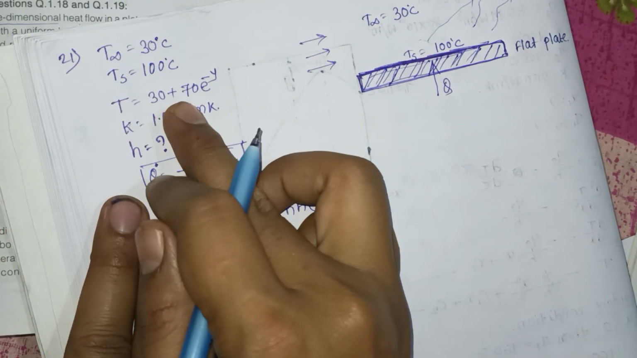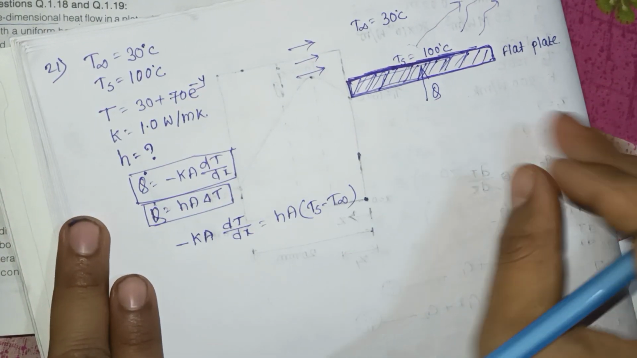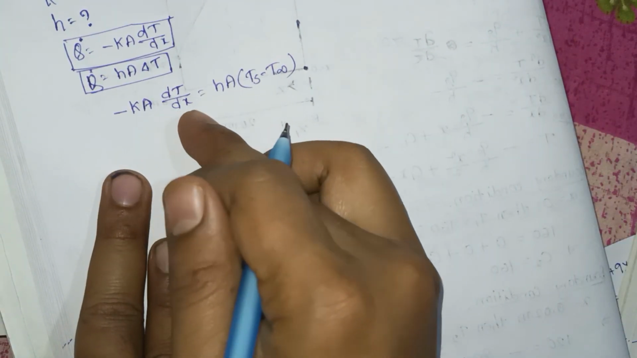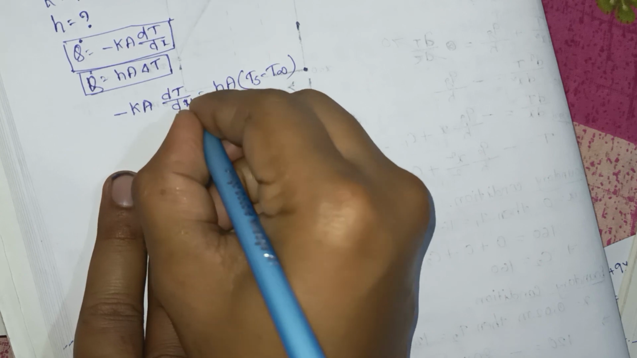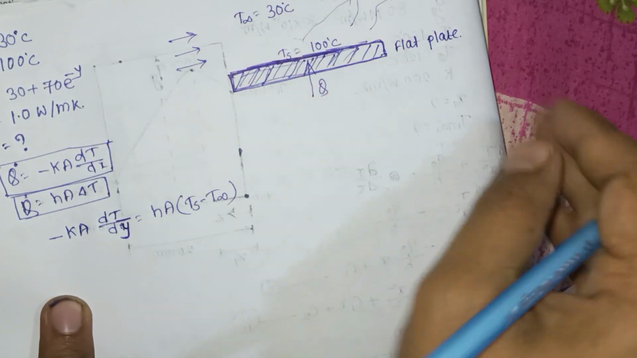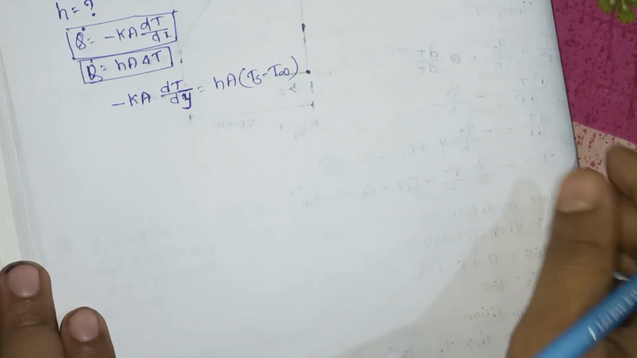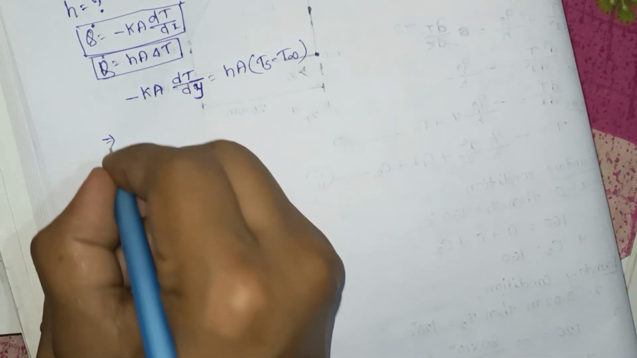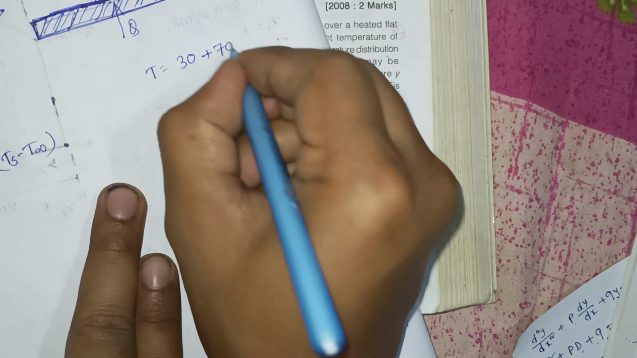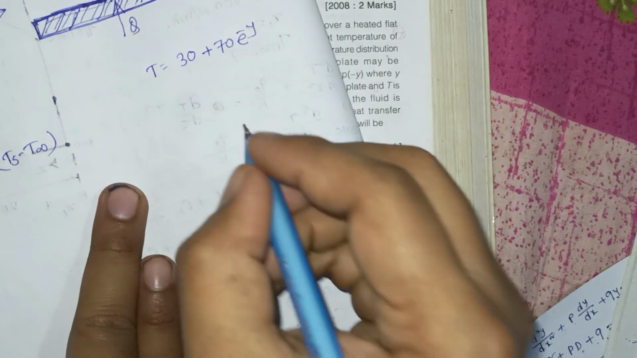Okay, now here it says T is a function of y, 30 plus 70 e to the power minus y, because this is the y direction, so that is why this x is not, this is y. This is because this is y direction. Okay, so this will be y. Okay, so now T is given, T that is equal to 30 plus 70 e to the power minus y.